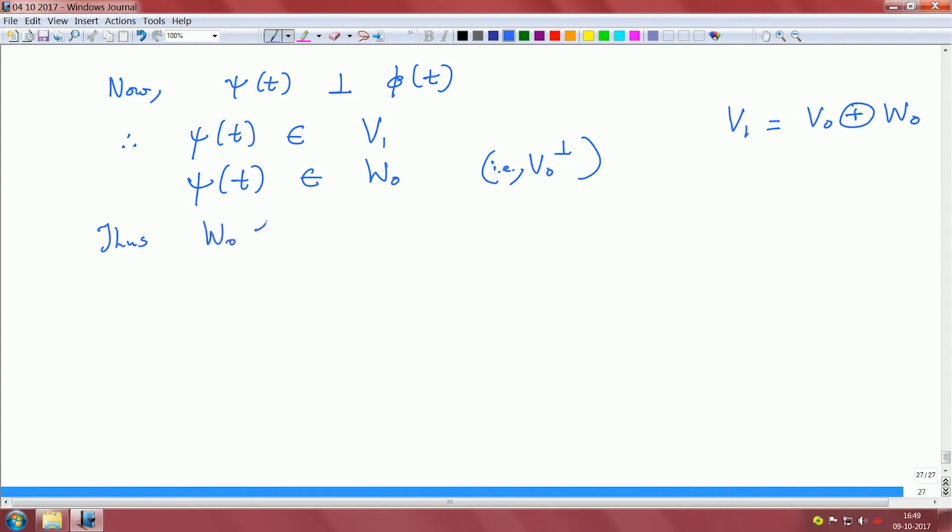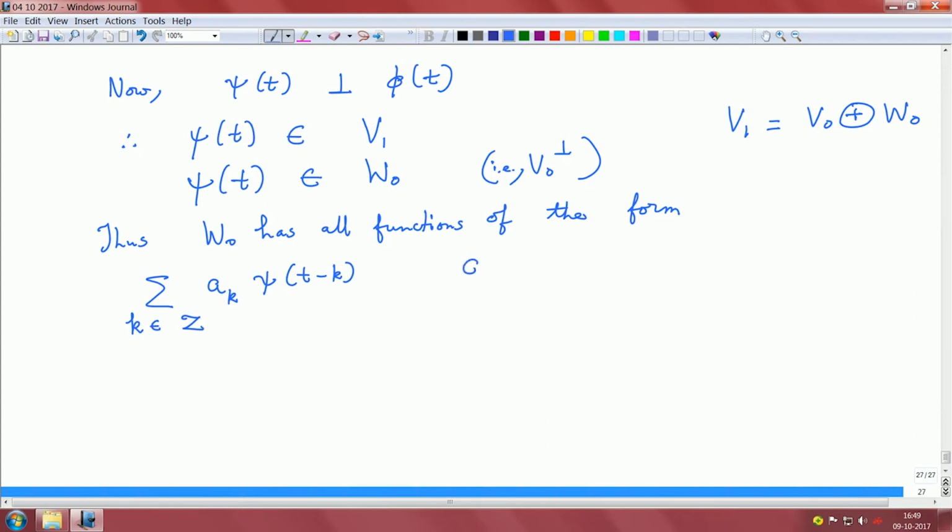Okay. So, thus W0 has all functions of the form sigma ak psi of t minus k, k belonging to the set of integers, and all these ak's are real numbers. Why? If you look at the time translates.